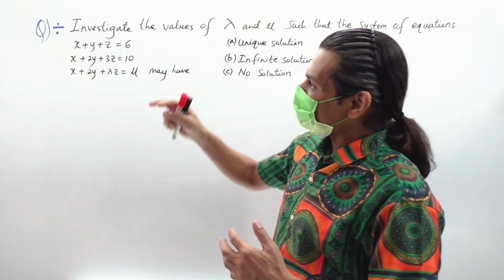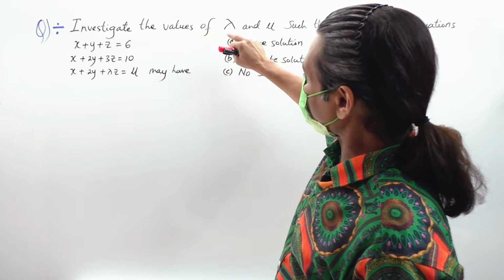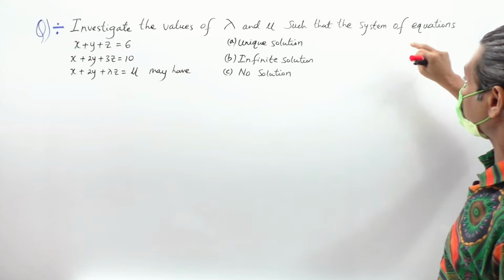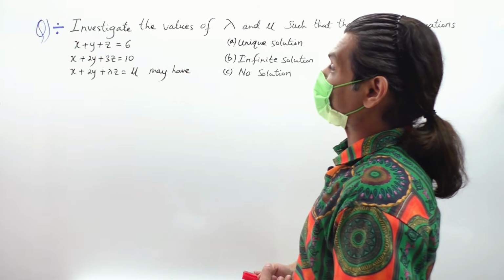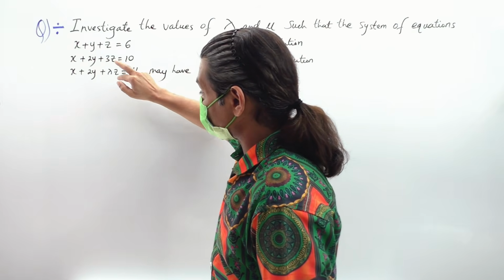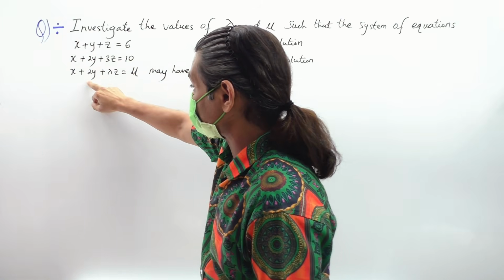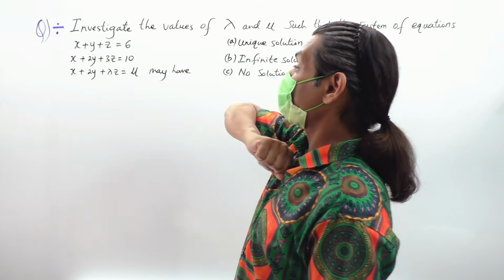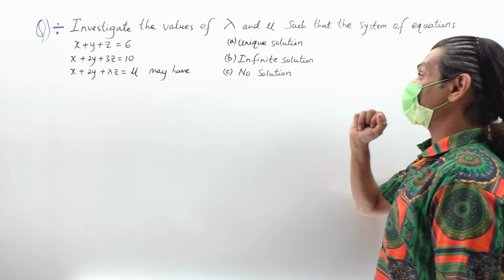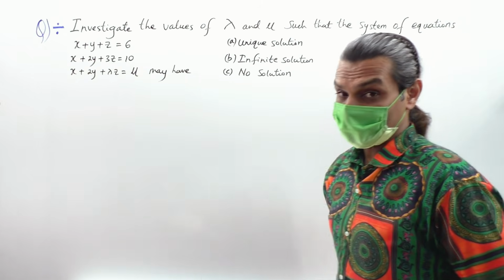Let's solve this important problem. Investigate the values of lambda and mu such that the system of equations x plus y plus z is equal to 6, x plus 2y plus 3z is equal to 10 and x plus 2y plus lambda z is equal to mu may have A unique solution, B infinite solutions and C no solution.